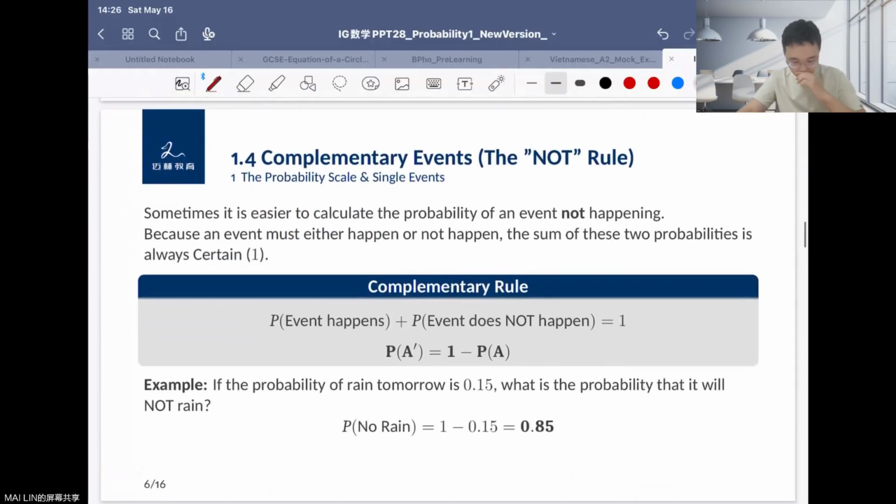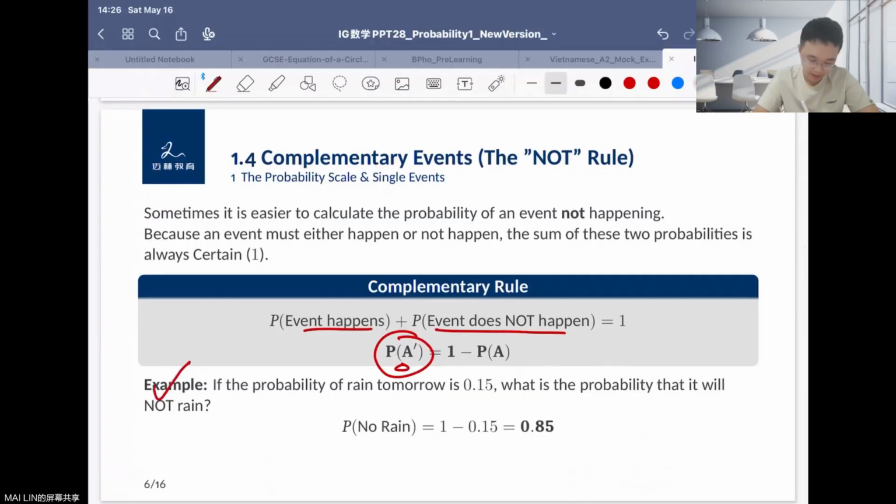Also, we have a complementary event. That means not A. When an event happens or does not happen, the total probability equals 1. We can also use this symbol to represent not A. So the probability of not A equals 1 minus the probability of A.